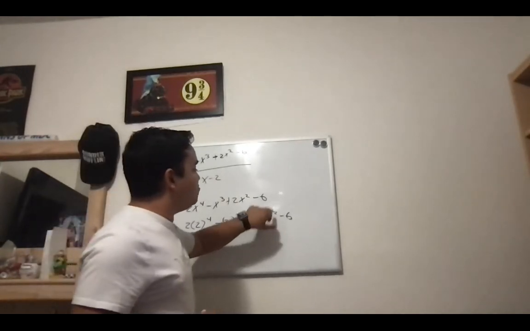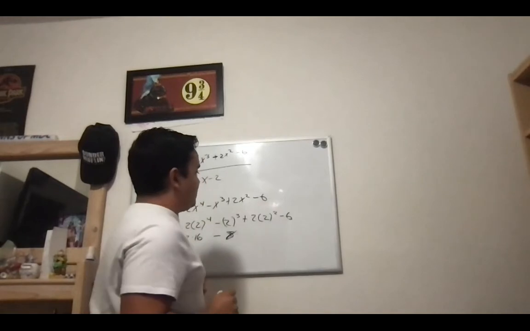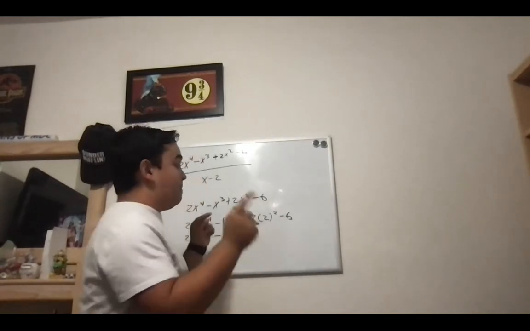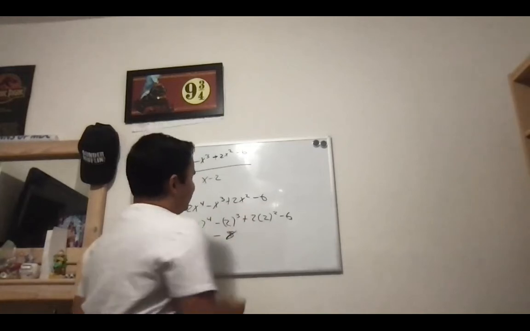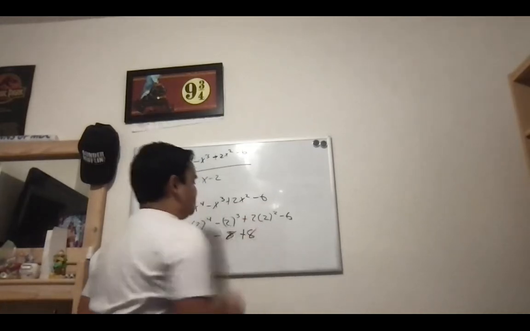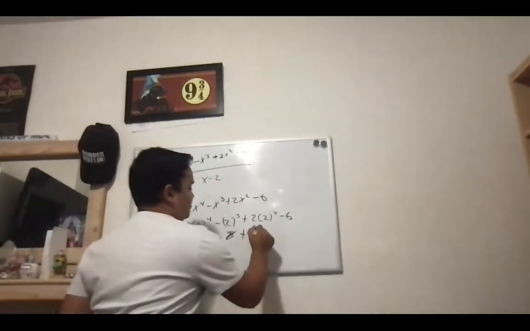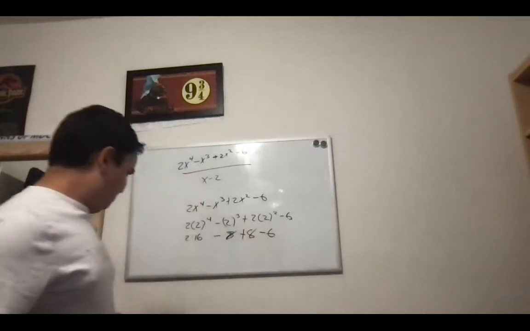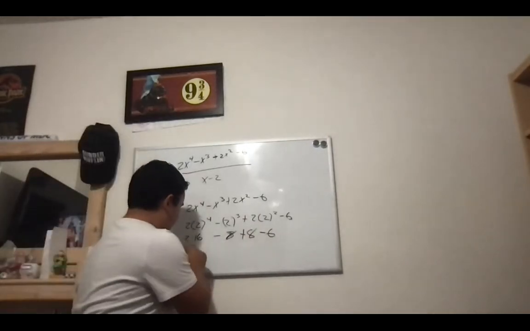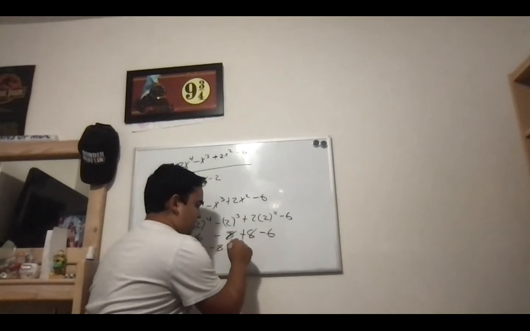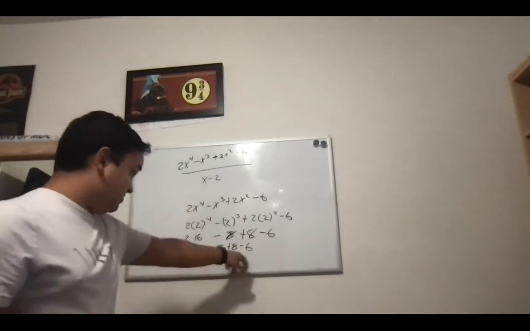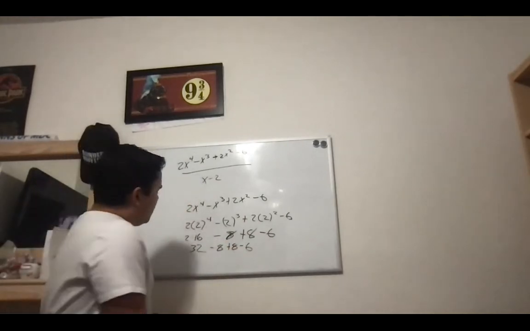Plus 2 times 2 to the second, or 2 squared essentially. Remember PEMDAS, you have to do that exponent first. 2 squared is 4, times 2 is 8, so that comes to 8 as well. And then we can't forget our constant term of minus 6. 2 times 16 is 32, minus 8 plus 8 minus 6, sorry.